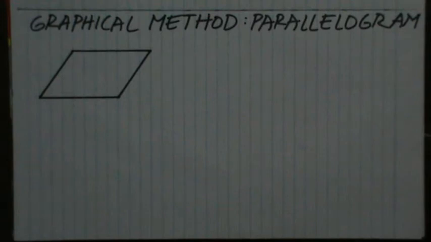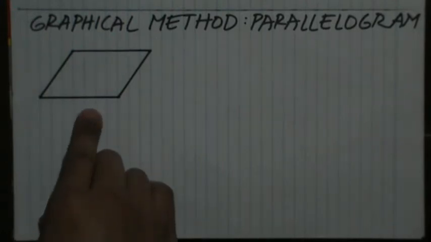There are some methods that you can use to do the vector addition. The first method of addition that I would like to discuss with you is called the parallelogram method. This is the easiest one. So first let me show you a parallelogram.